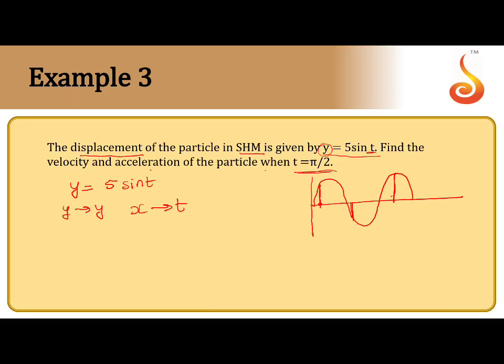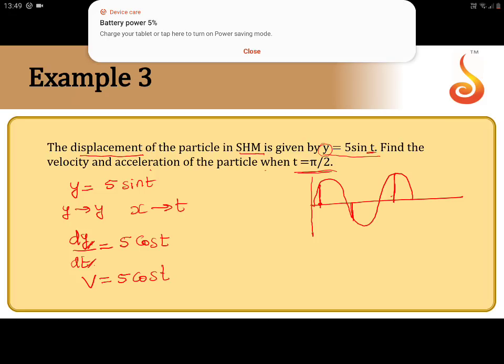When I differentiate this, what do I get? dy by dx. Instead of dx, I have to write dt. This will be equal to 5 into differentiation of sin, which is cos t. But dy by dt, displacement by time taken, is velocity. So v is equal to 5 cos t.